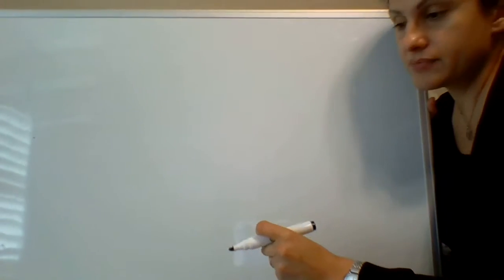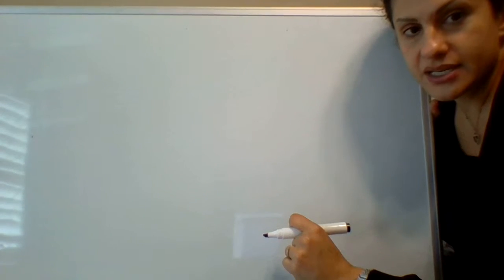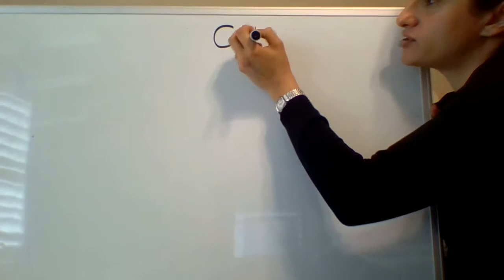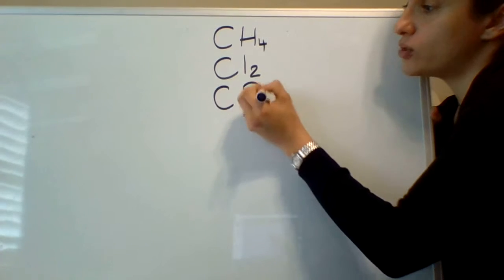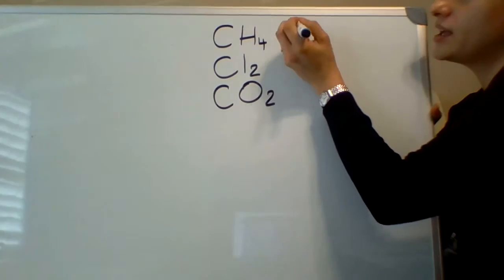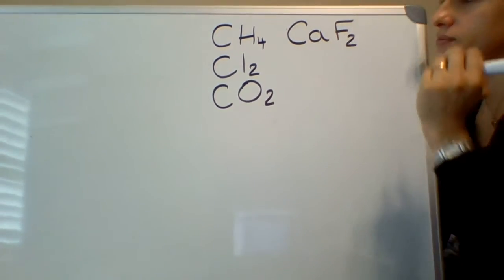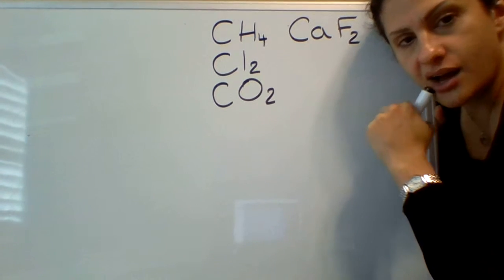Hi everyone. We are going to continue our lesson regarding the compounds being ionic or molecular and how we can count atoms. So when I was going through the covalent and the ionic bonding, I showed you formulas such as CH4, Cl2, CO2. How about possibly CaF2? Quick check. Which of these are molecular and which of these are ionic compounds?